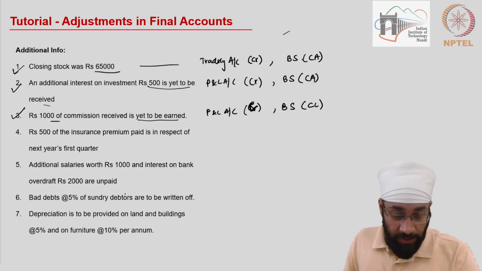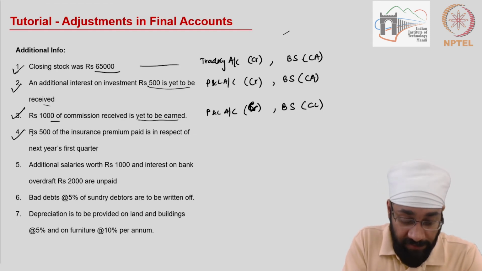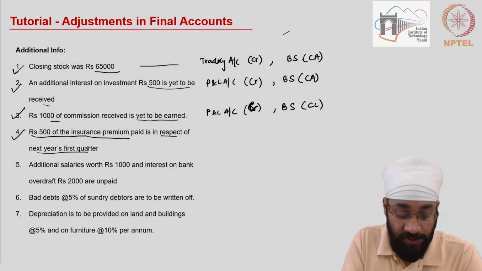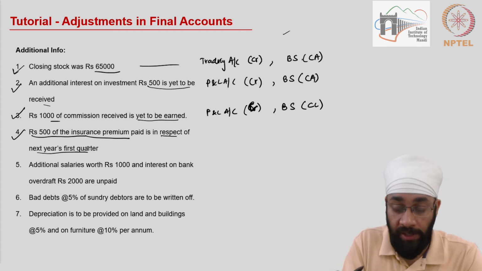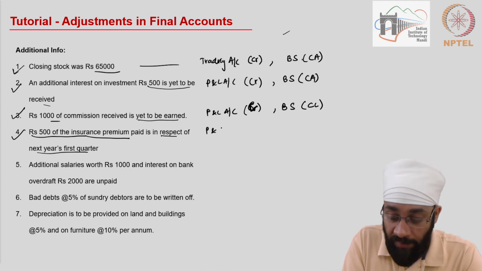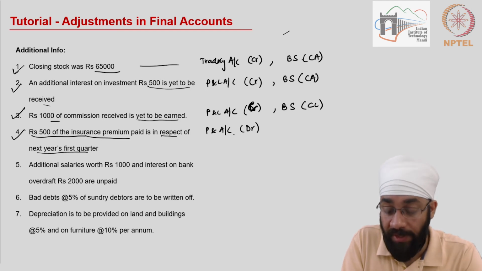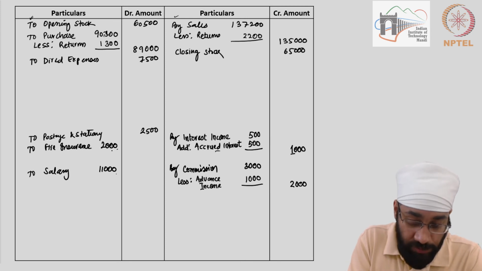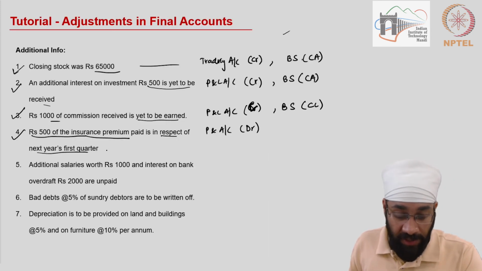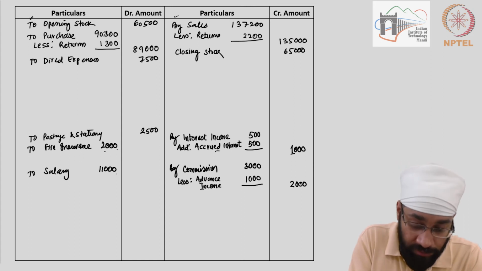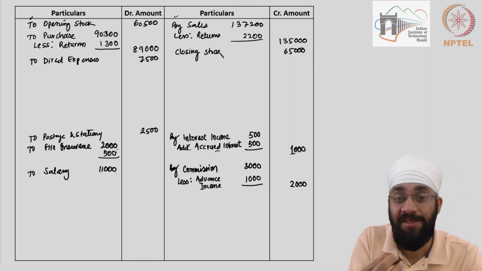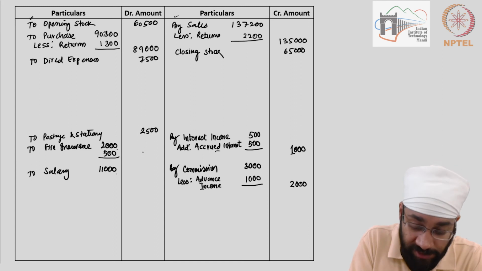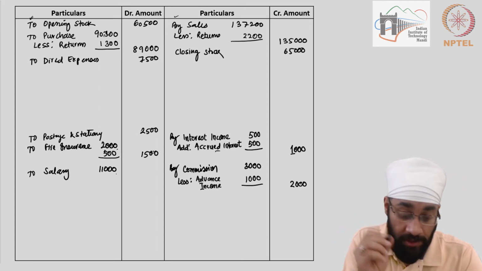There you go. The next item is 500 insurance premium paid in respect of the next year's first quarter. So we have a prepaid insurance, a prepaid expense in the profit and loss account. We are going to show this on the debit side and let's go there. So fire insurance premium 500 that you have paid out of this 2000, this 500 is for the next year. This is not this year's expense. So this year's expense is only 1500.